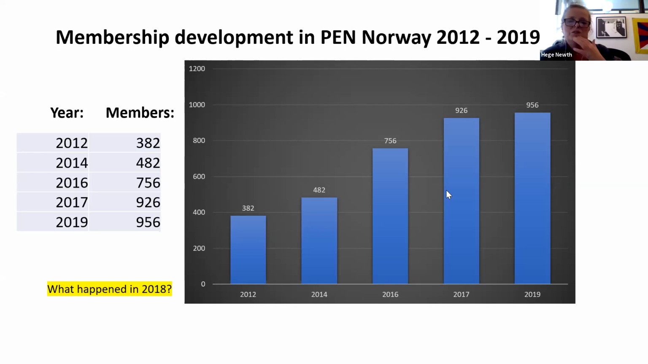And by doing that, you can see how it went. Very many, most of these are journalists and writers and academics. And then I say, what happened in 2018? What happened in 2018 was that we didn't get so many new members. And the reason for that is that we actually expelled at least 150 members.